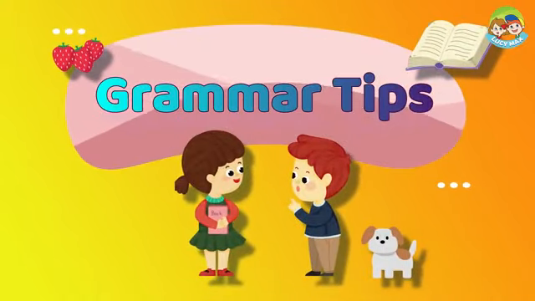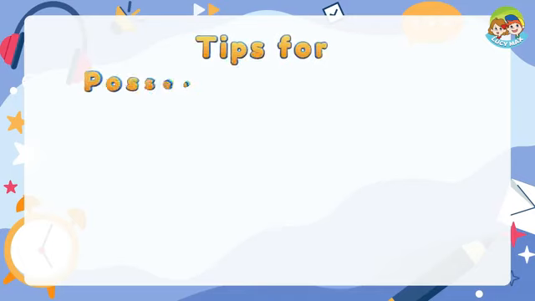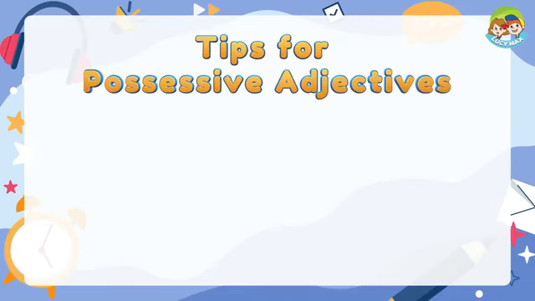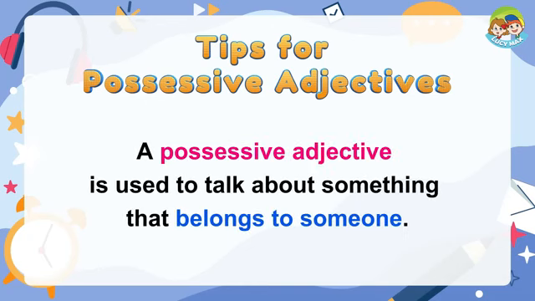Grammar tips. We will take a look at some tips for what you just listened to. Tips for possessive adjectives. A possessive adjective is used to talk about something that belongs to someone.